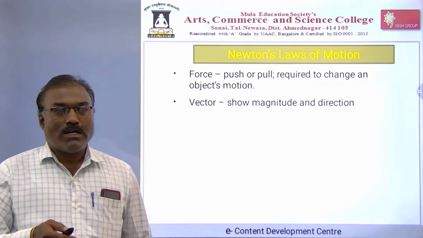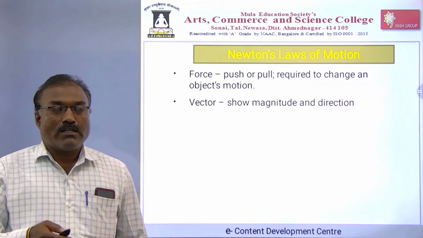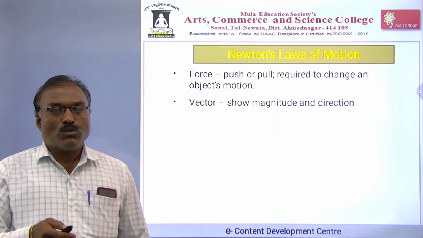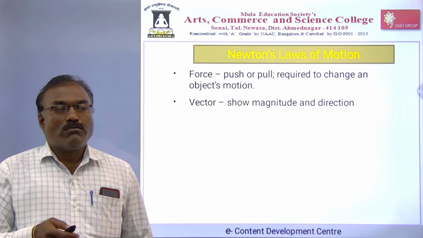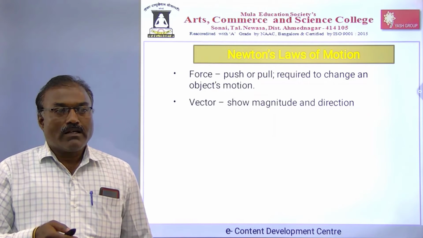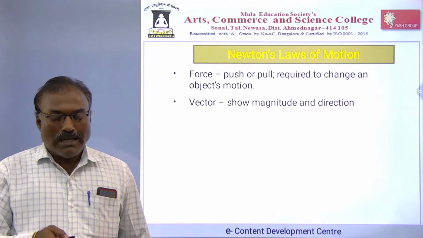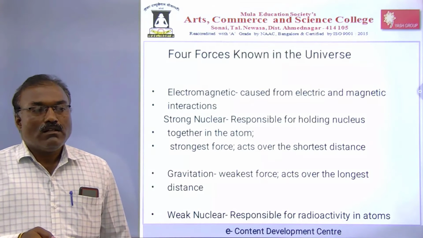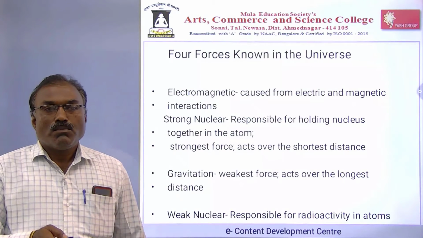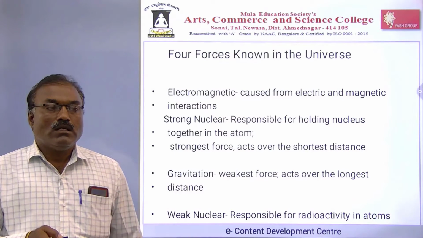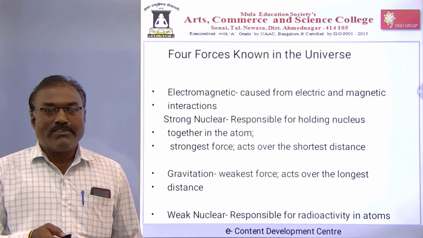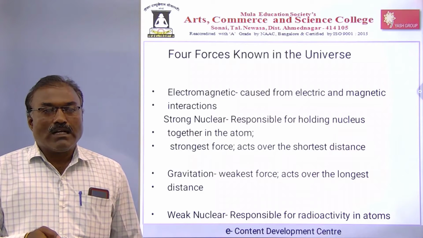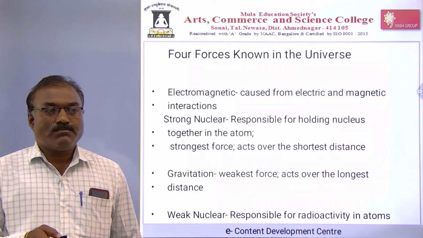There are two main parts: force and vectors. Force means a push or pull required to change an object's motion. And a vector shows the magnitude and direction of the force. Basically, there are four forces in the universe. First, the electromagnetic force, which is caused by electric and magnetic interactions.